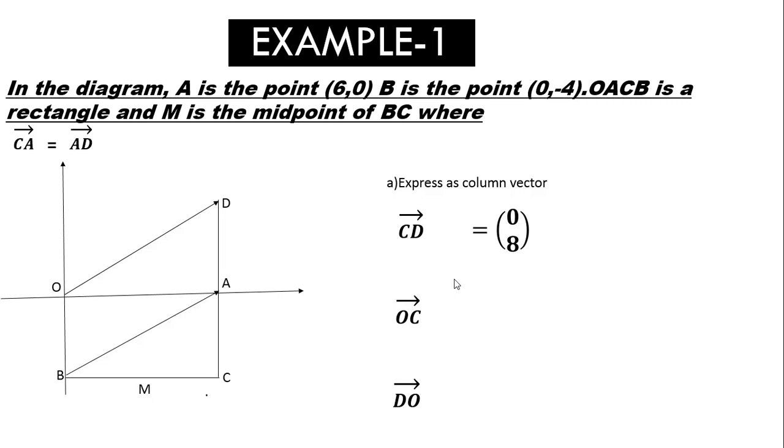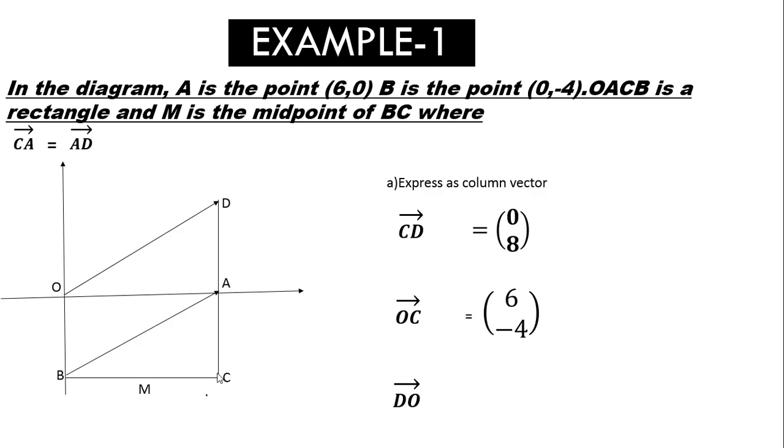Now let's move on to the vector OC. If you look at it, this OC is actually the diagonal of the rectangle. Now you can see that OC moves in the x direction as well as in the y direction. How much is it moving in x? It is 6. And how much is it moving in y? 4. But in the negative sense in the y direction, however in the positive sense in the x direction. So its column vector would be 6 in the positive x and 4 in the negative y. So the column vector is (6, -4).